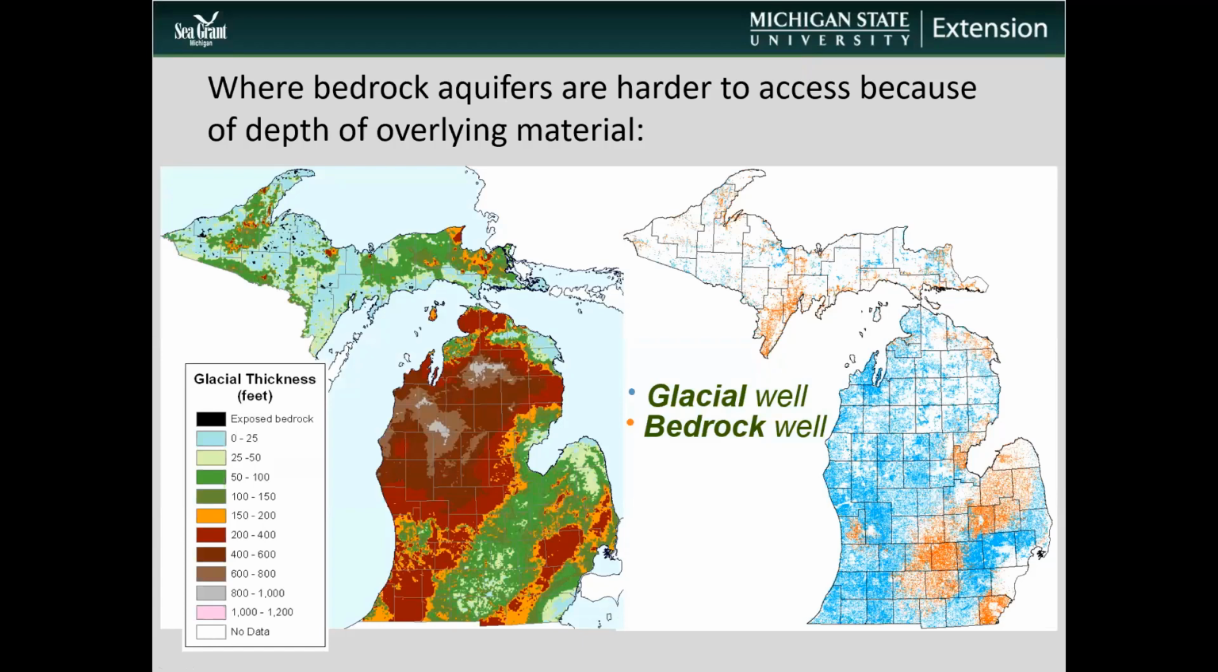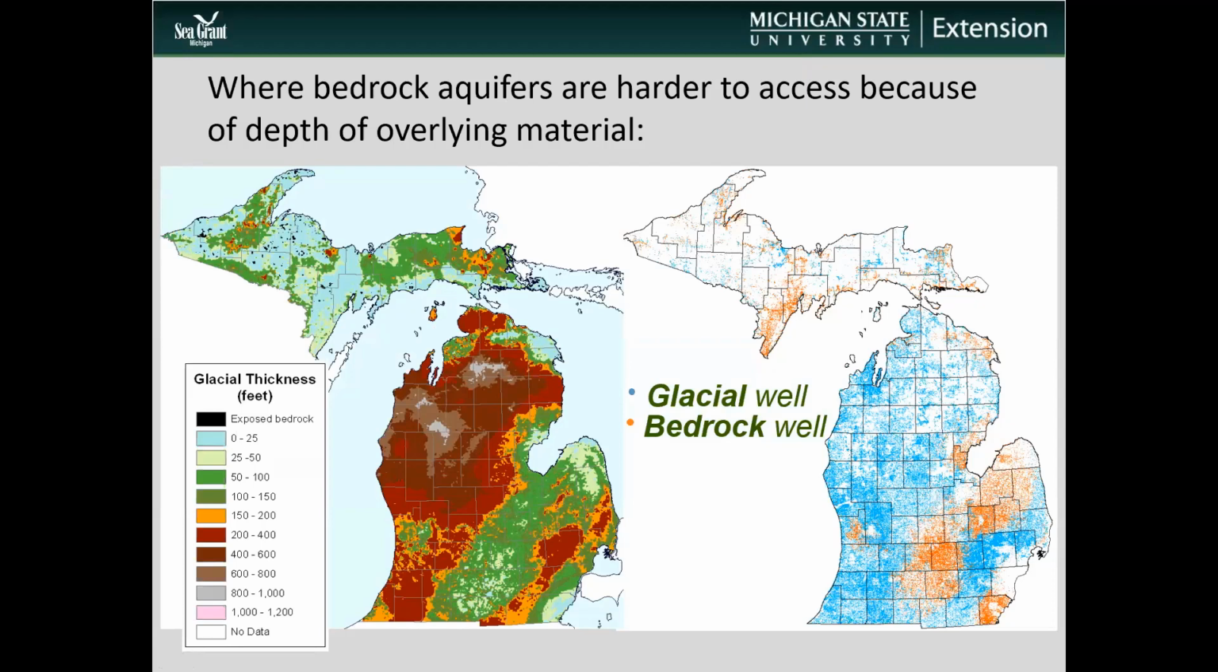One of the biggest factors influencing whether we're going to use the bedrock aquifer or not is how far it is beneath the surface. This map on the left shows the thickness of the glacial materials. In many parts of the Lower Peninsula, you can see the glacial materials are really thick. Those reddish areas are thick materials. We only drill a well as deep as we need to drill to get usable good water. We pay by the foot when we drill a well, so we aren't going to go deeper than we need to go.